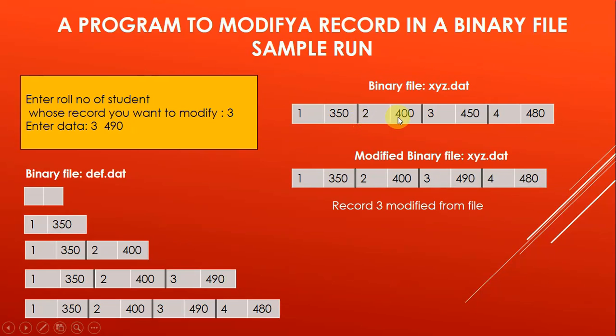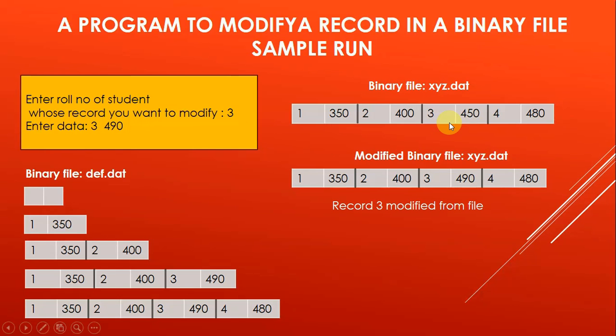Then I will read the next record. The next record is 2, 400. Again, roll number 2 is not equal to roll number 3, so this record will also be written onto the new file def.dat. Then I will read the next record, 3, 450. See, this is the record which I want to modify.